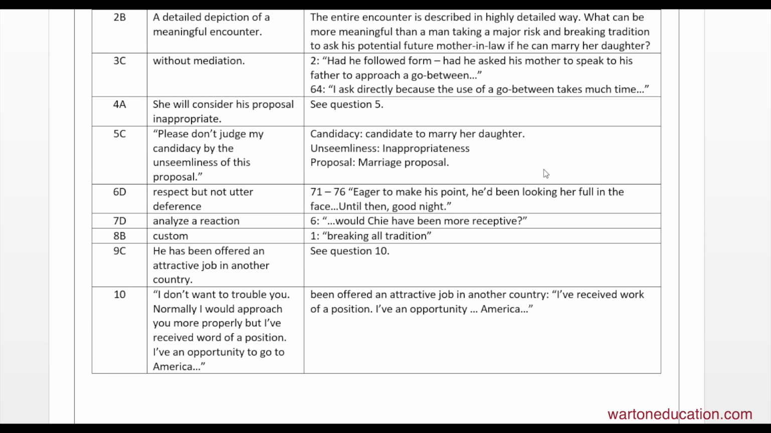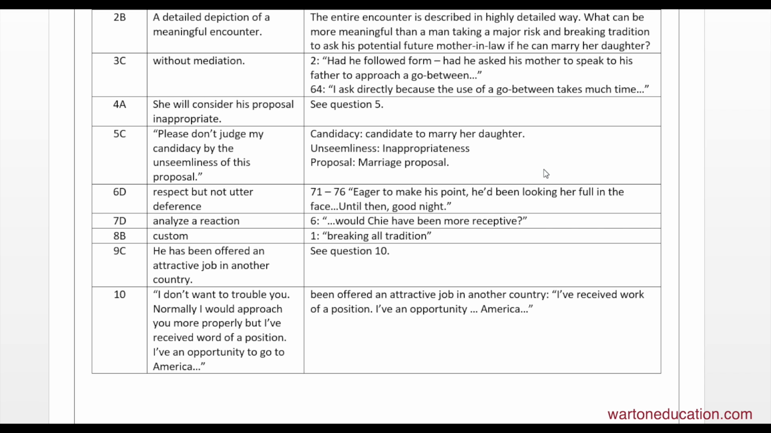He's also, in a way, taking control of the situation. Number 7, analyze a reaction. This goes back to all the questions in that first paragraph, but the key is the final line, which here have been more receptive. So the reaction being analyzed is her lack of receptivity, her lack of enthusiasm for his proposal. He's trying to understand it, and he thinks, well, could it have been because I didn't approach a go-between, that I broke tradition?